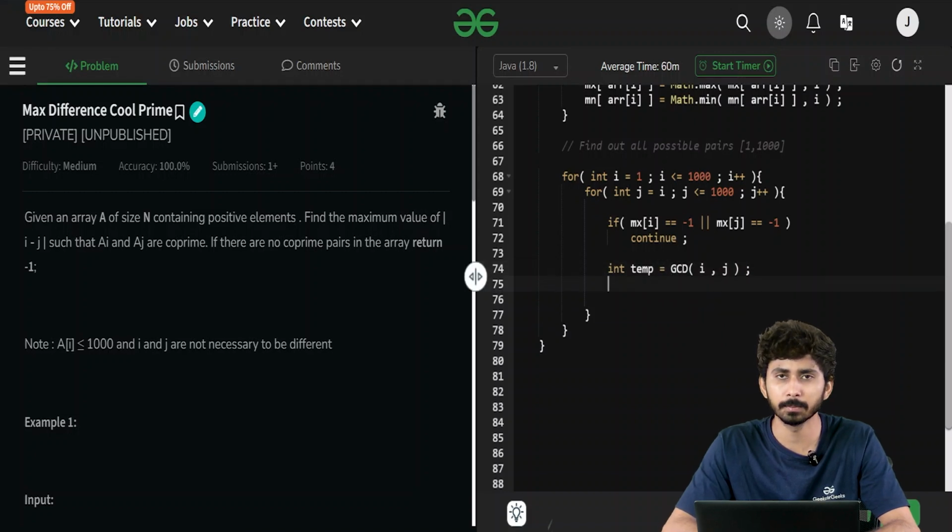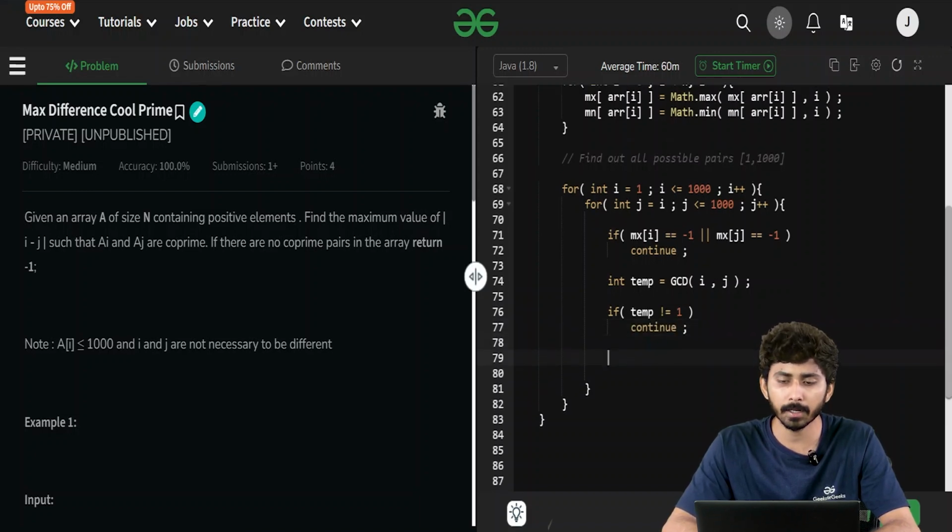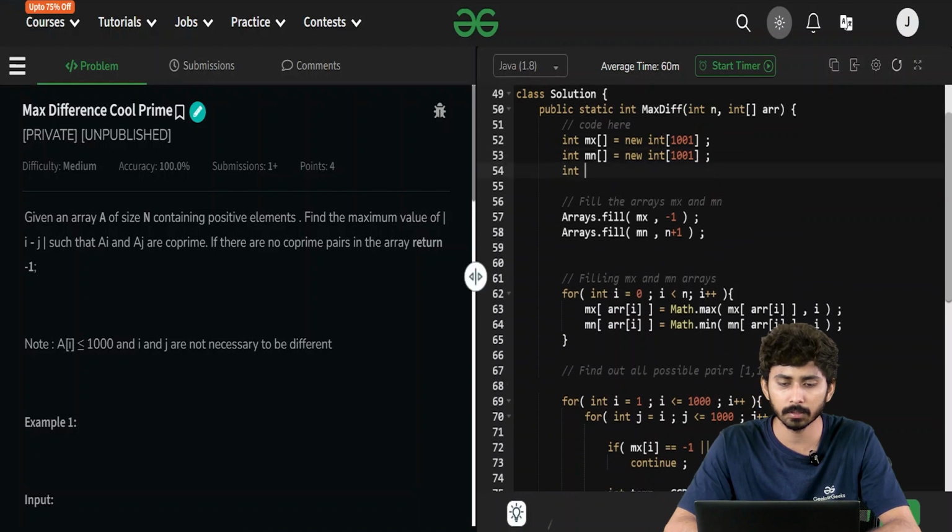In C++ you already have a GCD function written, but here I'll code the GCD function, the Euclidean GCD algorithm. Now if they are not co-prime, the value of temp will not be equal to 1. If it is not equal to 1, then continue. They are not co-primes, I don't need them. If they are co-prime, I need the answer variable. Where is the answer variable? Let's create answer equal to -1 initially.